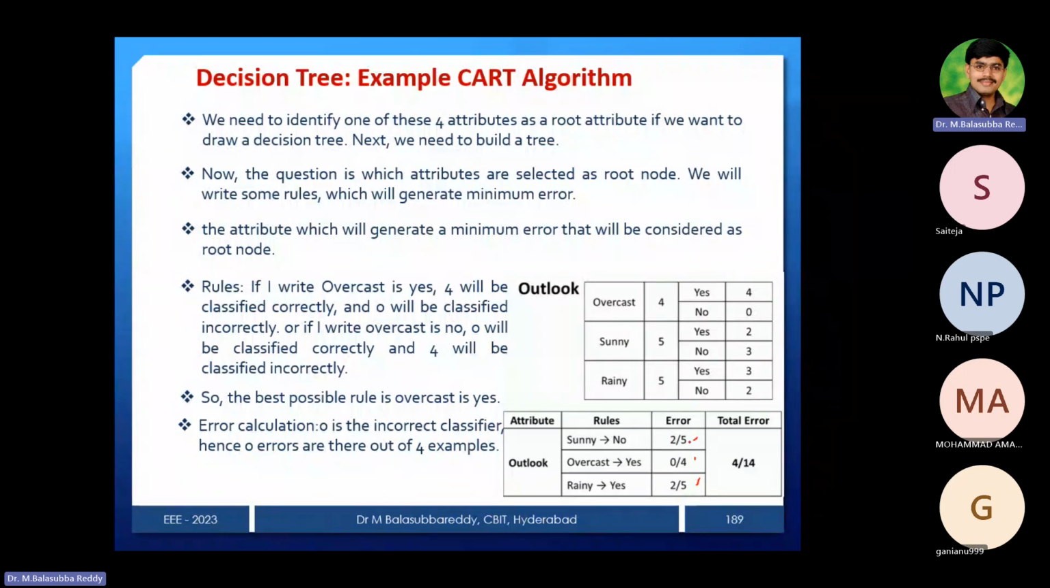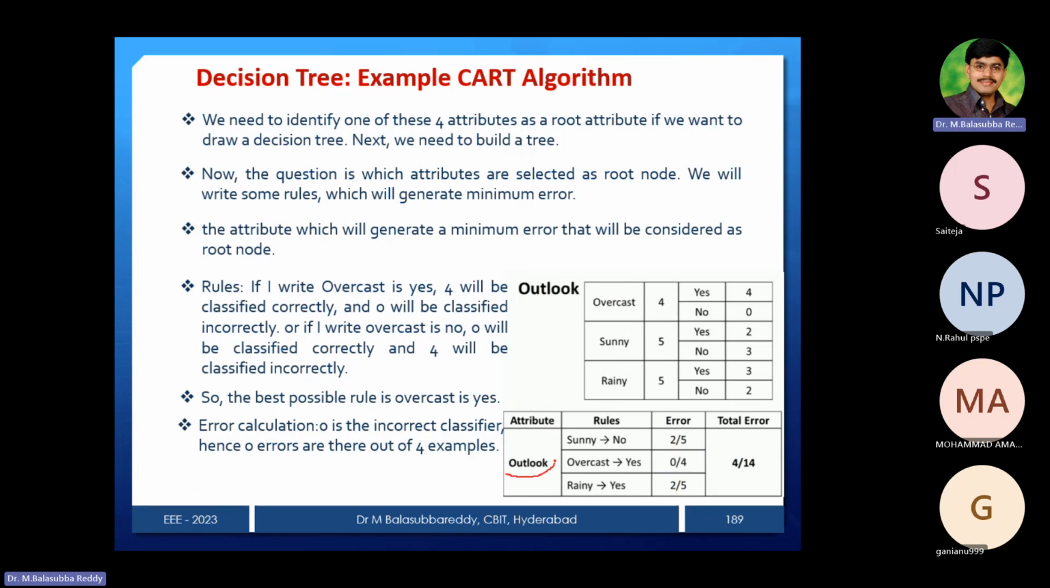This is 2 by 5, then 0 by 4, then 2 by 5. So you can add these numerators, and you will get the total incorrects. Here 2 incorrect, here 0 is incorrect, this is 2 incorrect. So the formula is incorrect divided by total. The total is 14 instances. The incorrect is 4. Then we got it as the total error.